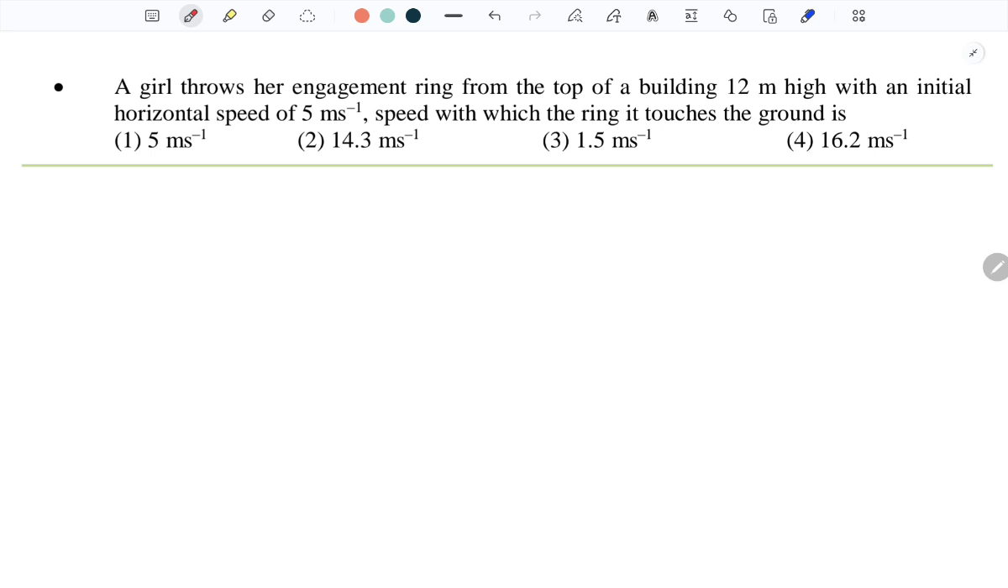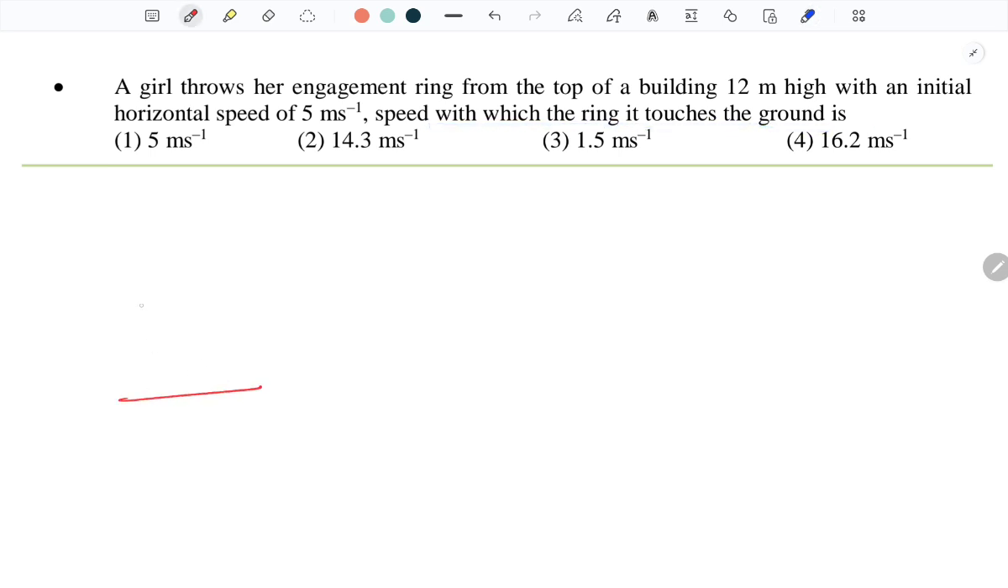A girl throws her engagement ring from the top of a building 12 meters high with an initial horizontal speed of 5 meters per second. The speed with which the ring touches the ground is? Please understand the question and give it a proper reading. There is a building which is 12 meters high, and the ring is thrown with an initial horizontal speed of 5 meters per second. We need to observe that horizontal is mentioned. We need to find the speed with which it touches the ground.